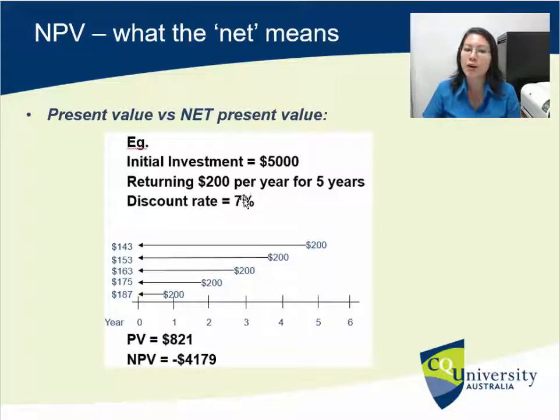So the higher discount rate or required return rate you have, the lower your net present value will be, and the lower the discount rate, the higher your net present value will be. It has an inverse relationship. So that's discounting the cash flows.